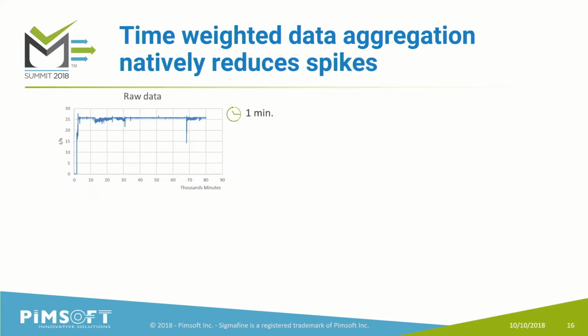This other slide instead tries to deal with spikes. In Sigmafine we are quite lucky because data aggregation natively handles spikes. Here we have an example of 80,000 data points of a flow rate that is moving from 0 towards a set point. We can see that there is some dynamic, but also data spikes due to some noise. Could be process noise or the instrument noise itself.